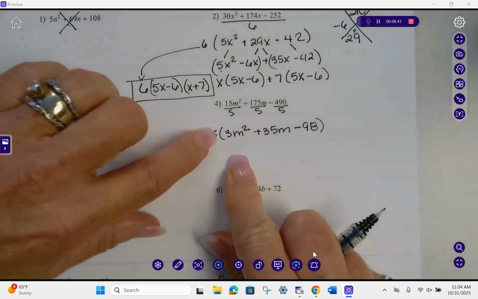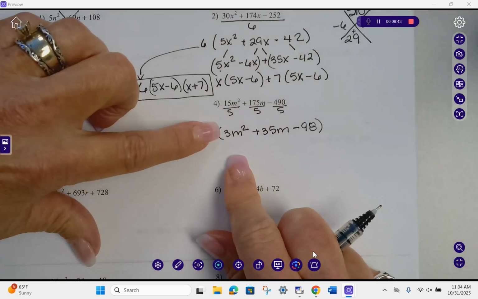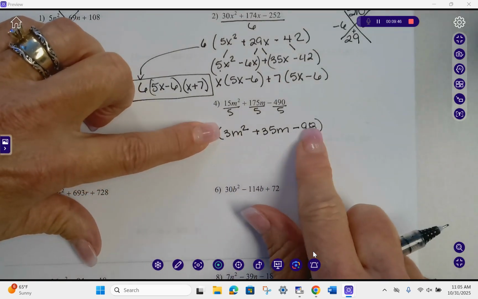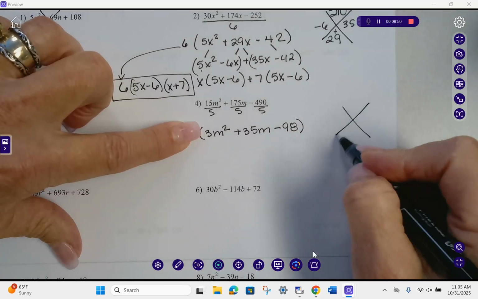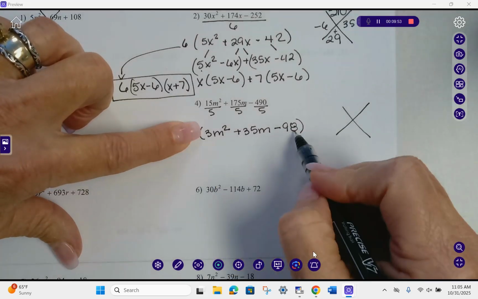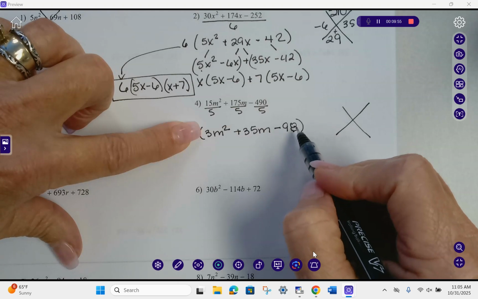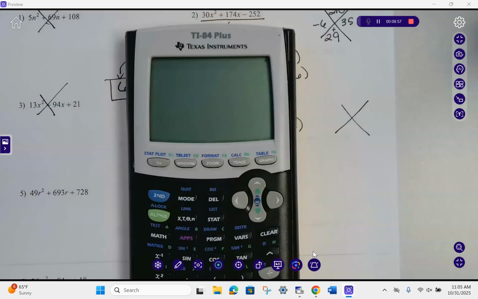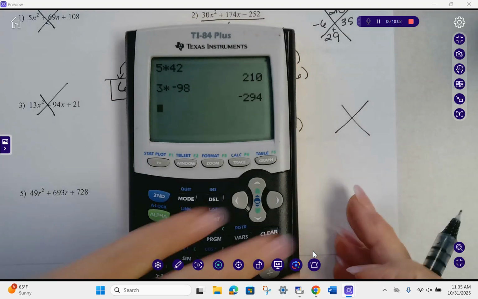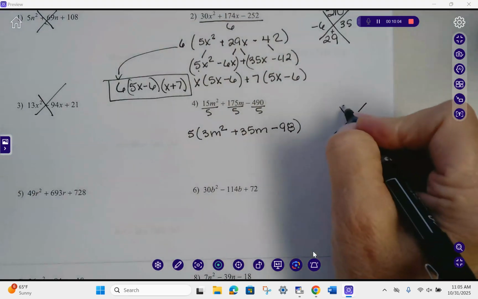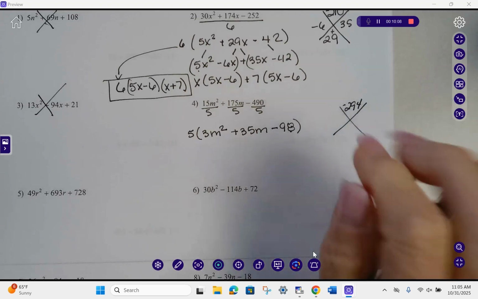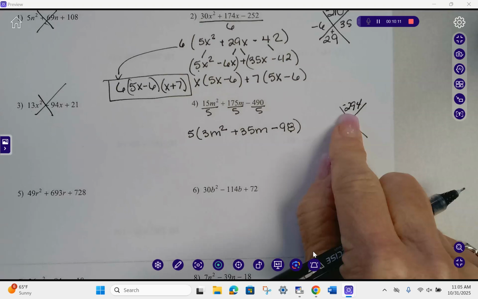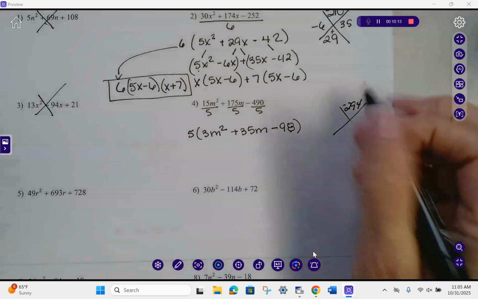Okay, we took out our greatest common factor. We're going to leave that alone for now. We're just going to focus on our trinomial in here. Do our little x game over here. The first term times the last term, 3 times a -98. 3 times a negative 98 is negative 294. So we've got a negative 294. And I need the factors of negative 294 to add up to a 35.